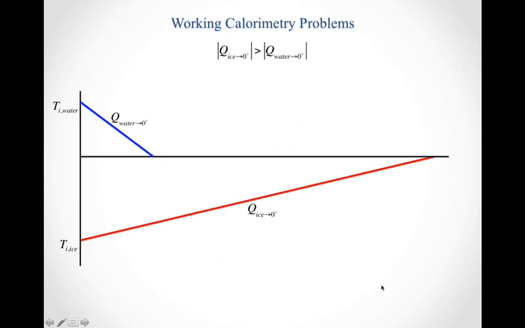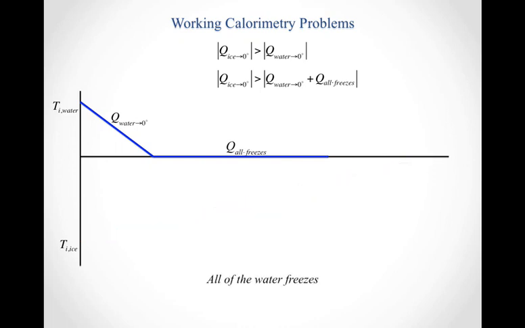Our last option, of course, is a situation where all the energy given up by the water to get to 0, plus all the energy it would need to give up to entirely freeze, is still less than the energy that the ice needs to take in to reach 0 degrees Celsius. Which of course means all the water is going to freeze, and I'll end up with my entire system at some temperature below the melting point.